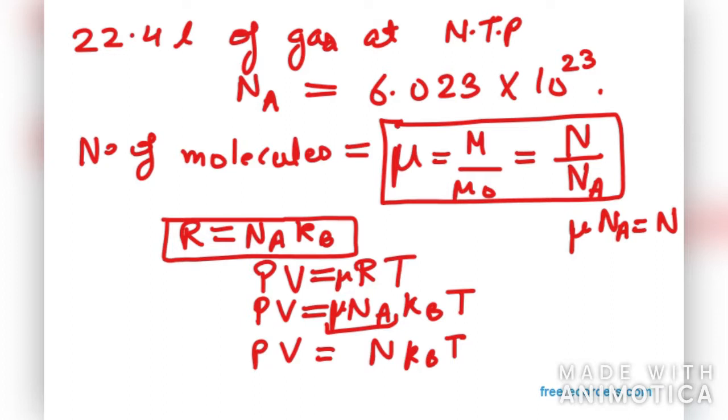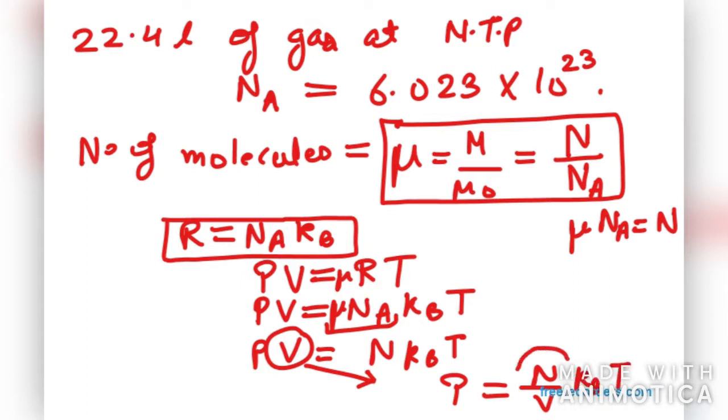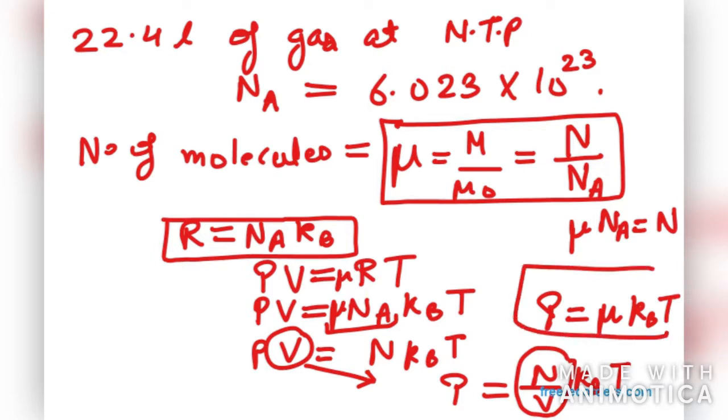Now we have V here, so we can bring V down. Using cross multiplication, it will be P = N over V Kb T. Now, the number of molecules per unit volume is the number density of the gas. So it can be written as P = n Kb T. So this is another formula when we have mu mole of gas.